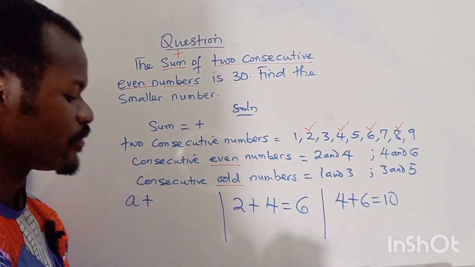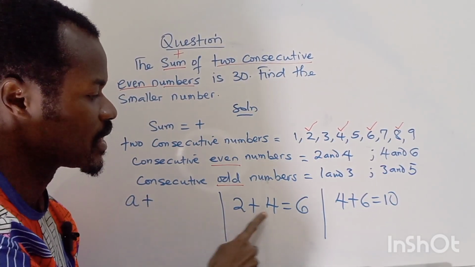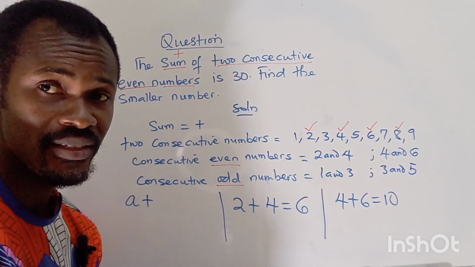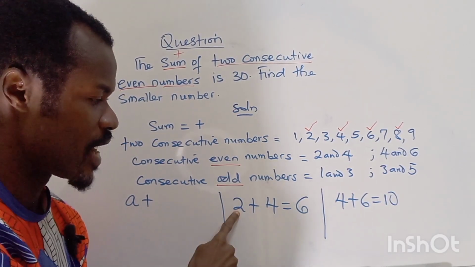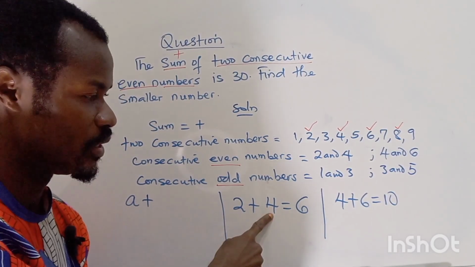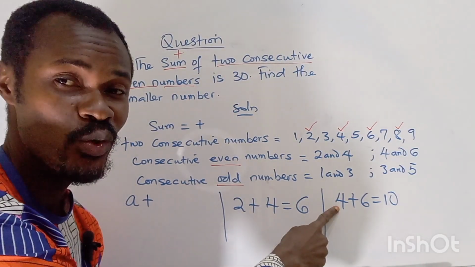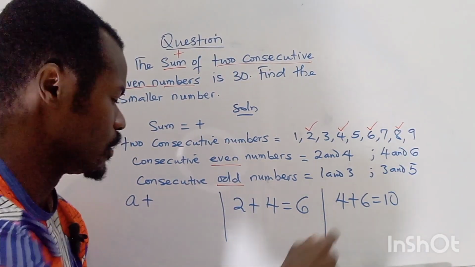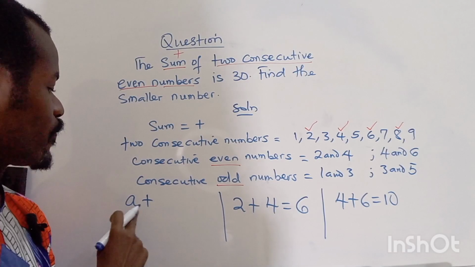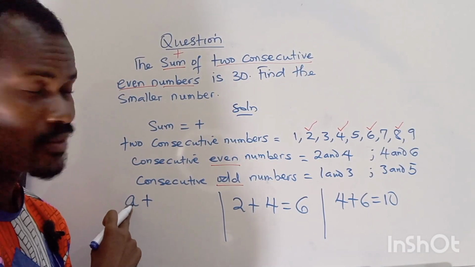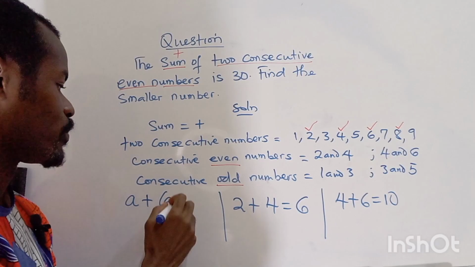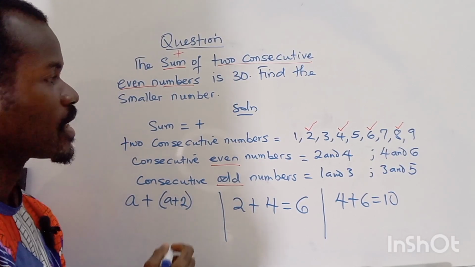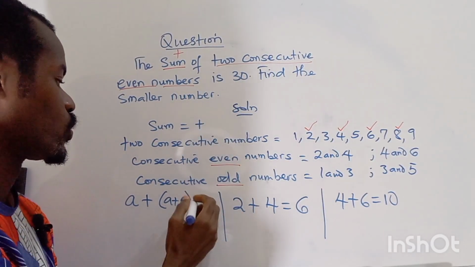Plus. Now if you look at the difference between consecutive even numbers, what differentiates them? If you have the first one, to get to the second one you have to add 2. If you have this one, you have to add 2 to get to this one. So if I say the first number is A, it means the second number is A plus 2. And the question says the sum is equal to 30.